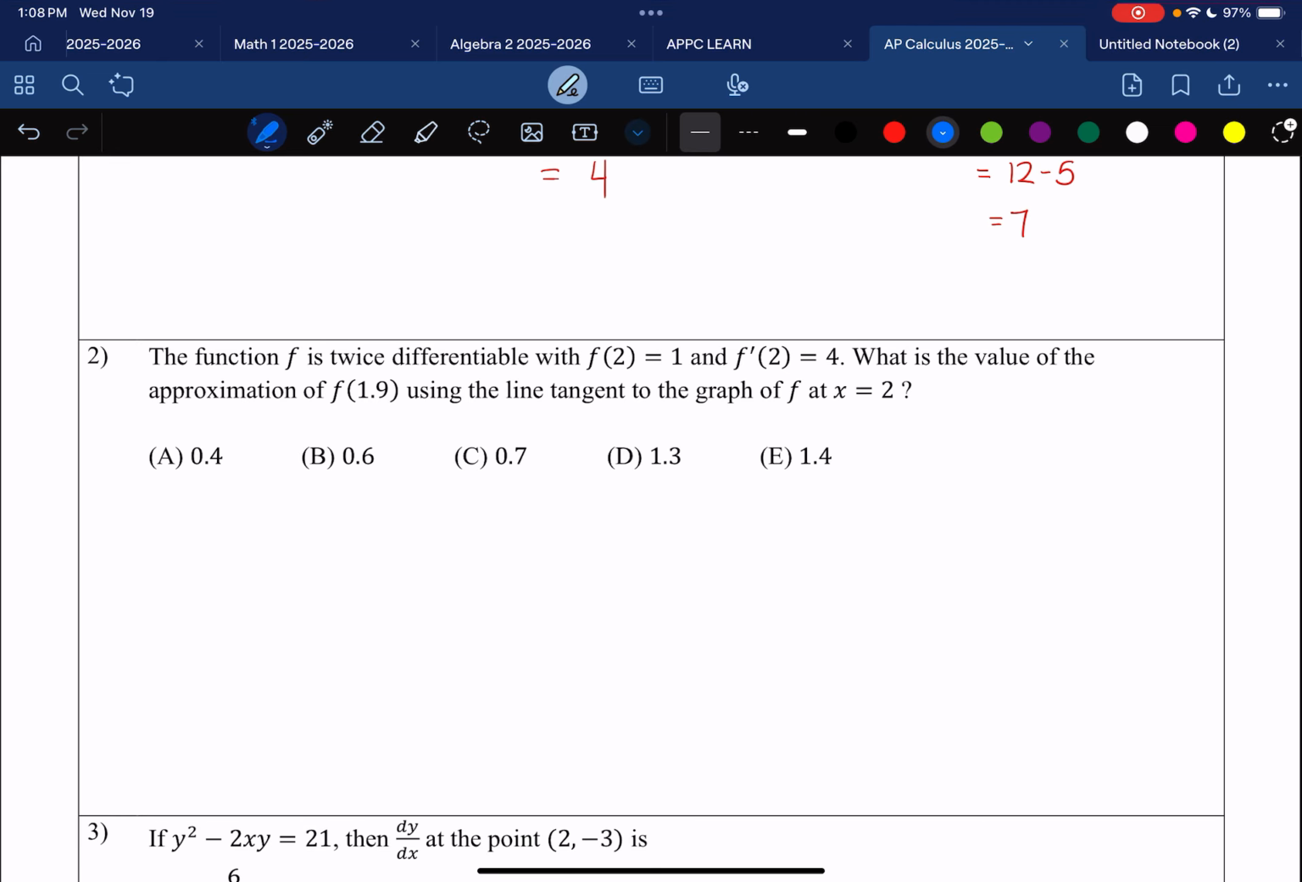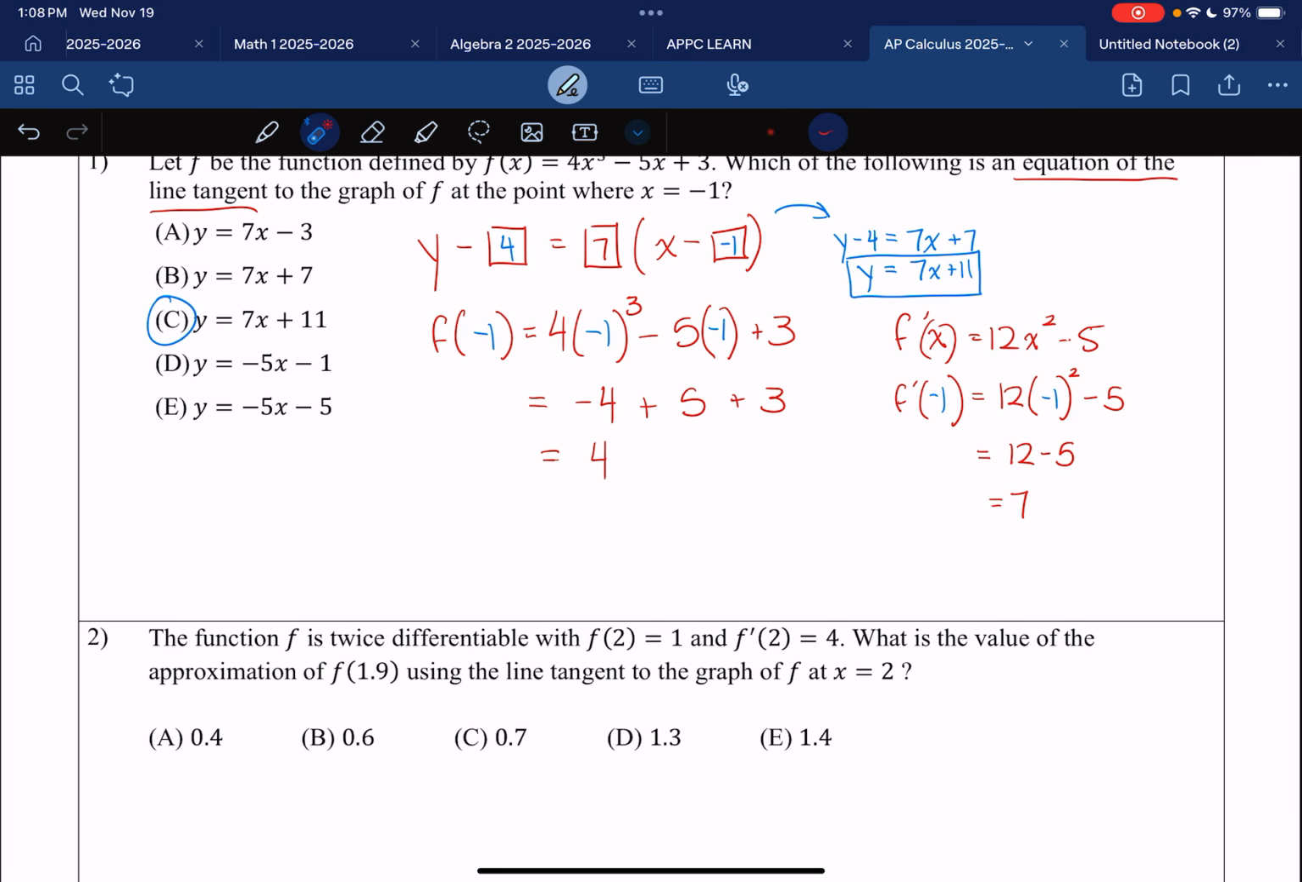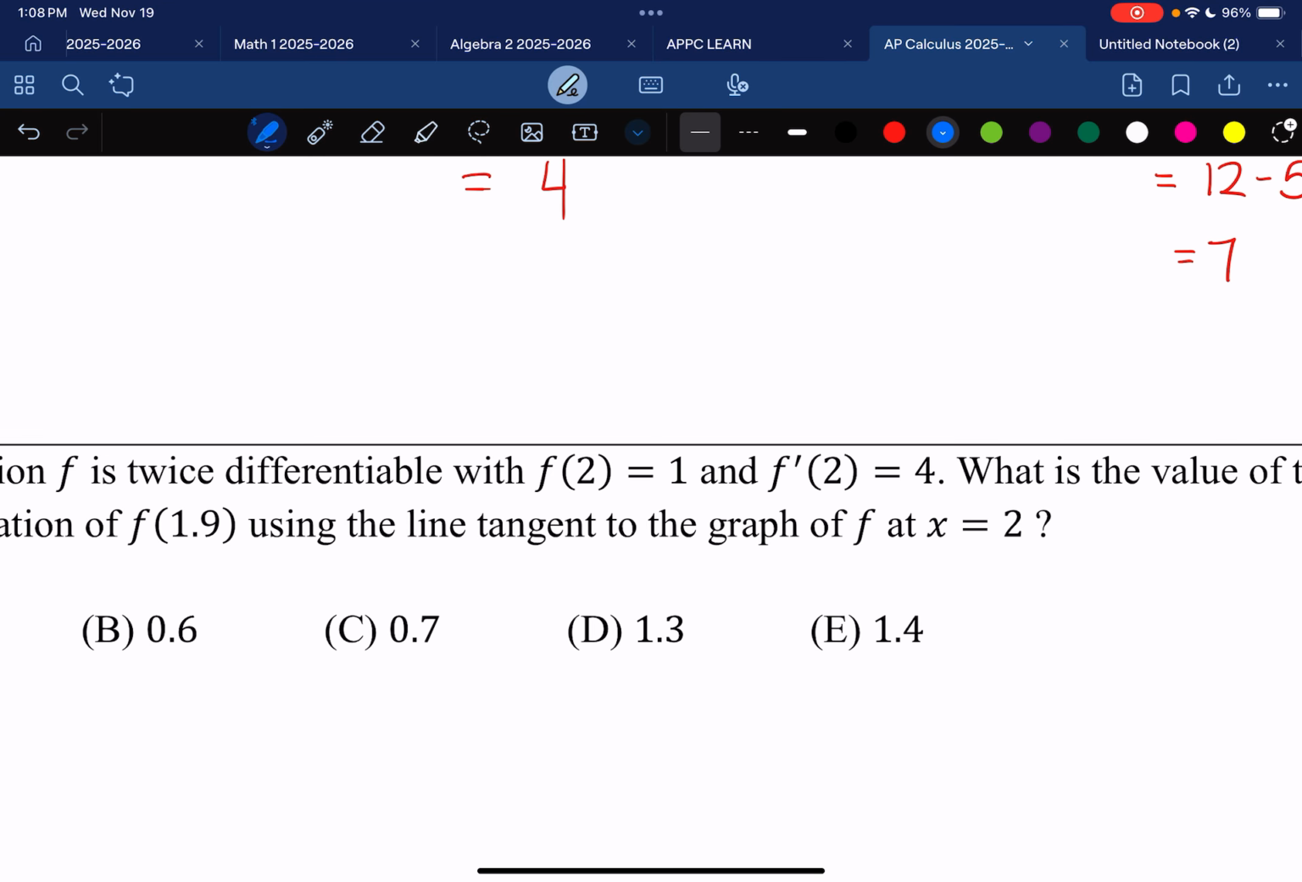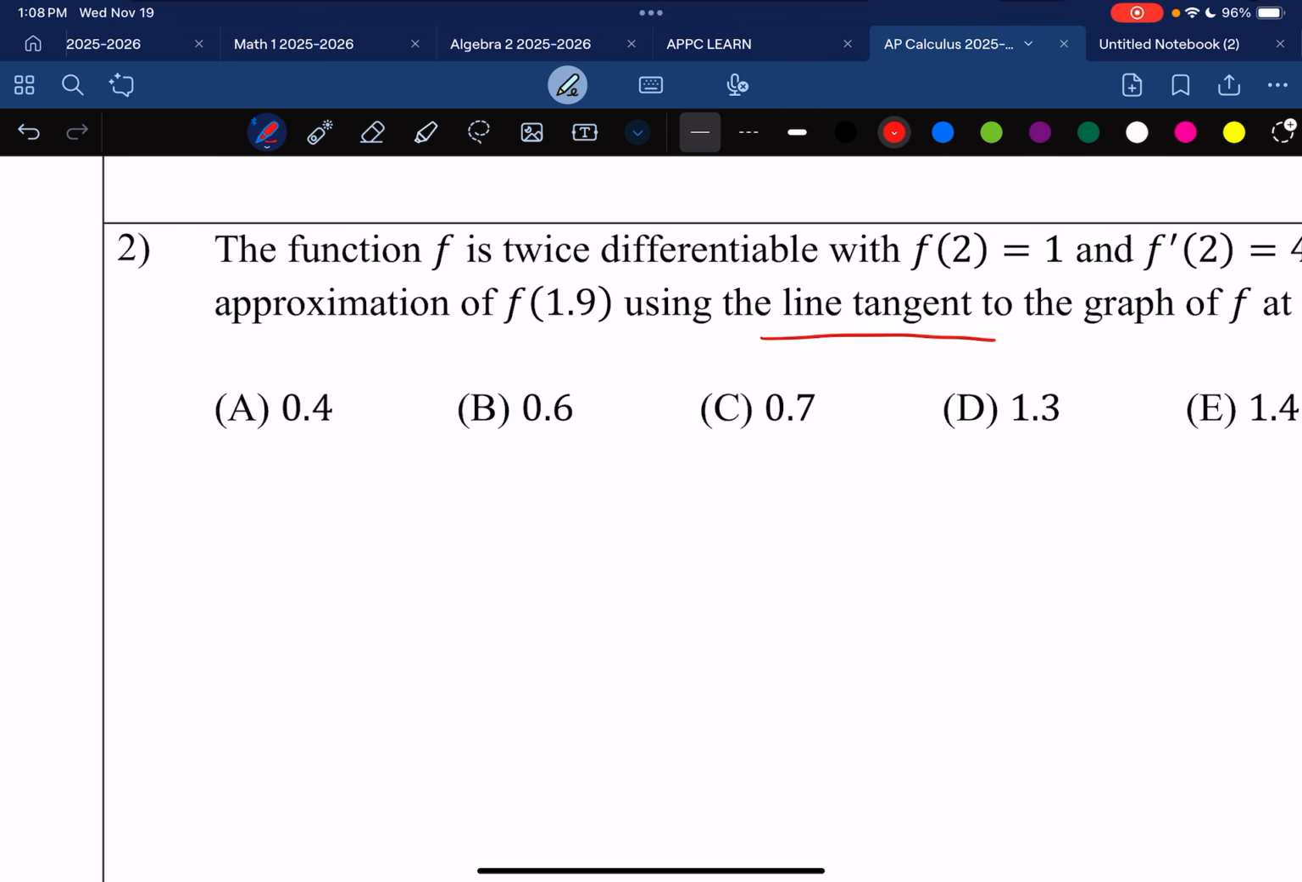In number 2, we're seeing that we have an x-coordinate, a y-coordinate, and a derivative. We're trying to do an approximation, which means we need to use that line tangent, the equation of the line tangent, to do that. Whenever you see line tangent, that's always going to be the same thing. It's going to be y minus box is equal to box times x minus box, that point slope form.